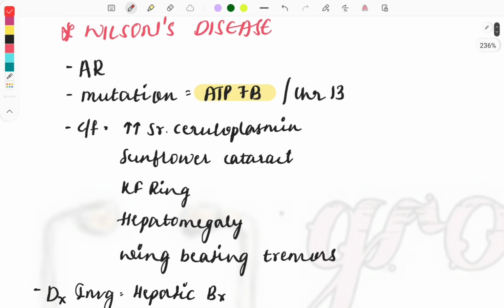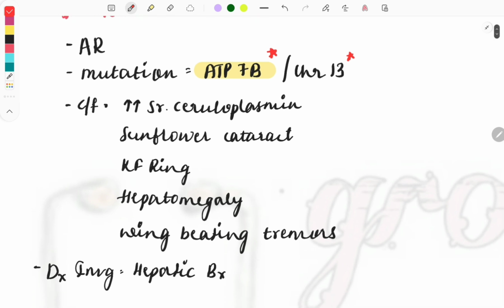The first important is Wilson's disease, and Wilson's disease is an autosomal recessive kind of disease, and it occurs due to the mutation in the ATP7B gene, and it is present on chromosome 13. So this is a PYQ asked: mutation in Wilson's disease occurs in which of the following genes, and also chromosome 13. This has also been asked as a PYQ. Then autosomal recessive, this is also a PYQ.